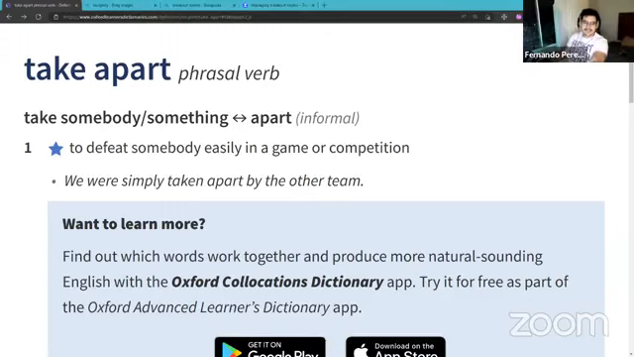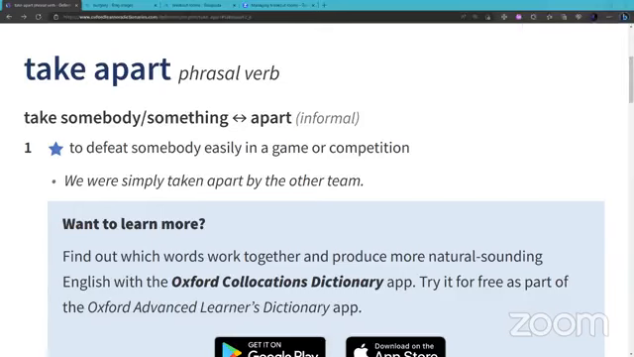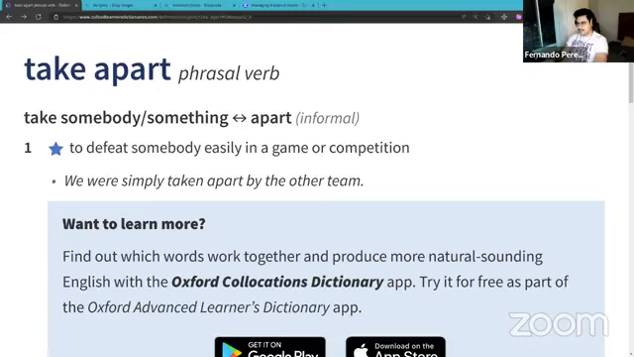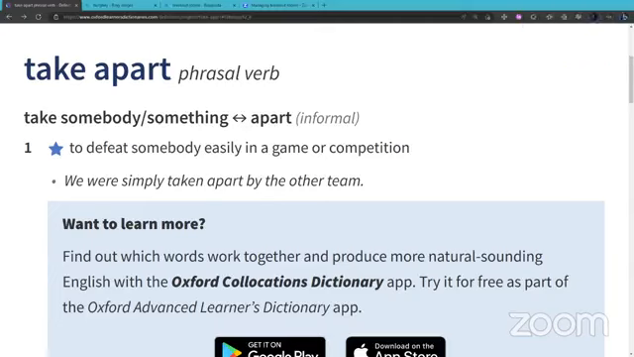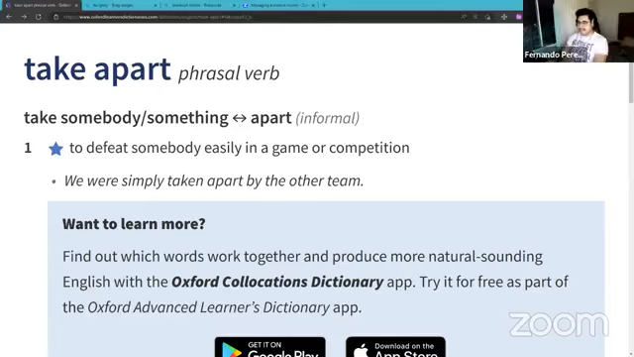Right. How would you replace it? Yes, we were simply defeated by the other team. Defeated how? We were simply defeated by the other team. How? I don't understand. Defeated how?